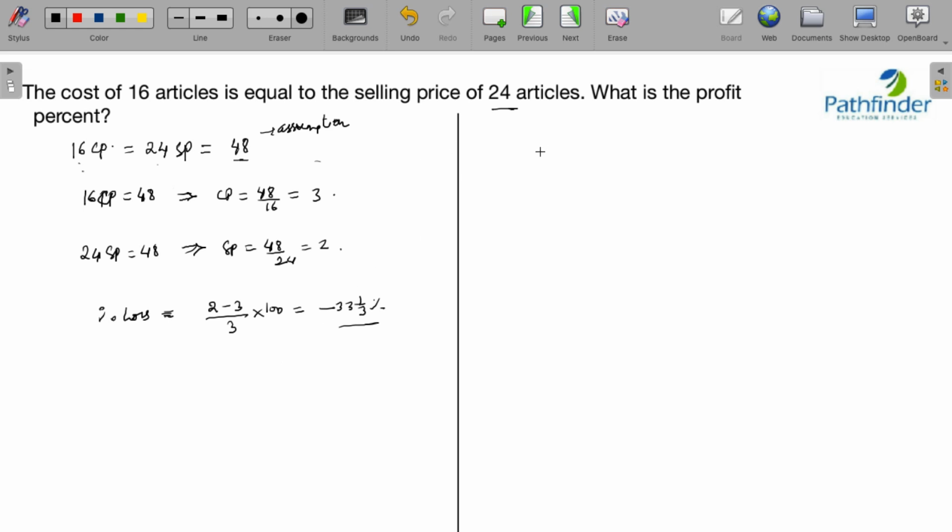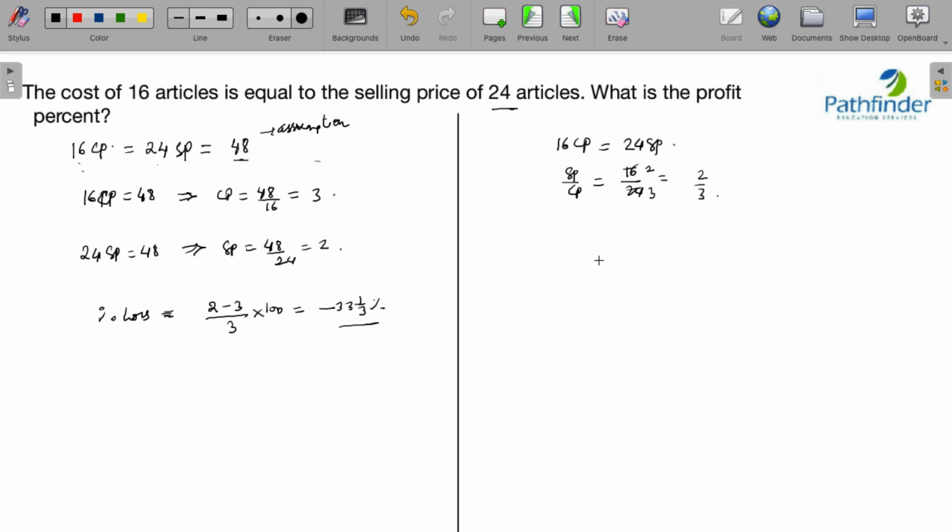अब इस क्वेश्चन को ऐसे भी सॉल्व किया जा सकता है that 16 CP is equal to 24 SP. So I can write the ratio of SP upon CP as 16 upon 24. 8 2s are 16, 8 3s are 24, so that is equal to 2 by 3.